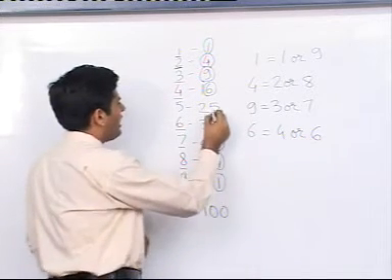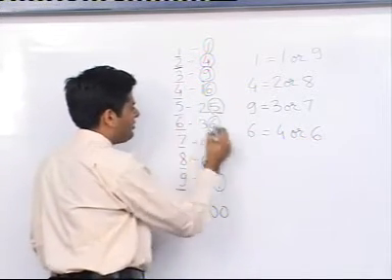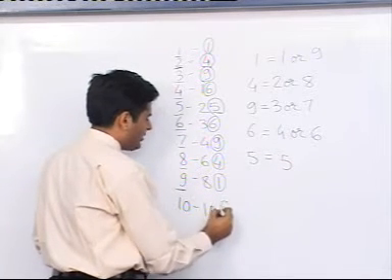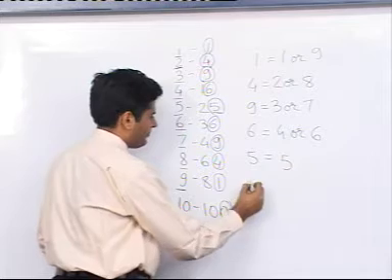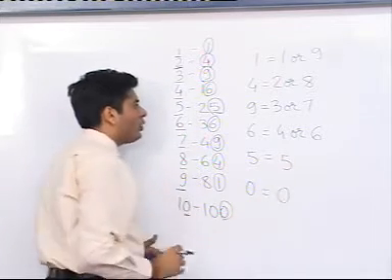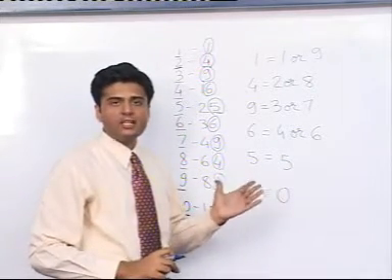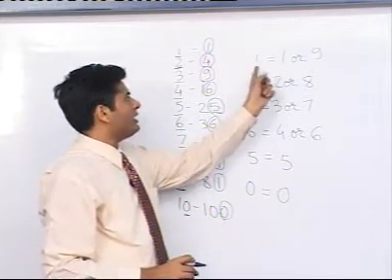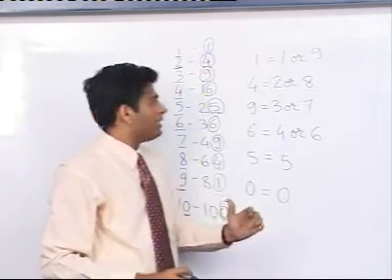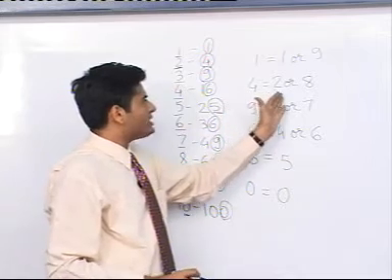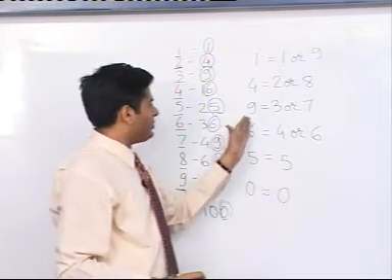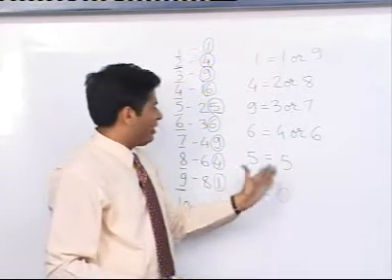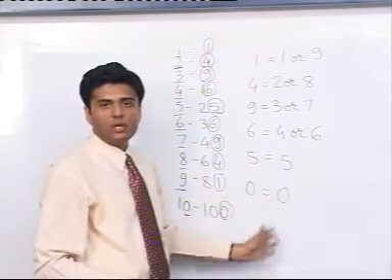Now for 5 it will be 5, and for 0 it will be 0. We are looking only at the last digit of the respective squares and their square roots. So if the square ends in 1, square root ends in 1 or 9. Square ends in 4, root ends in 2 or 8. 9 will be 3 or 7. 6 will be 4 or 6. 5 will be 5 and 0 will be 0.